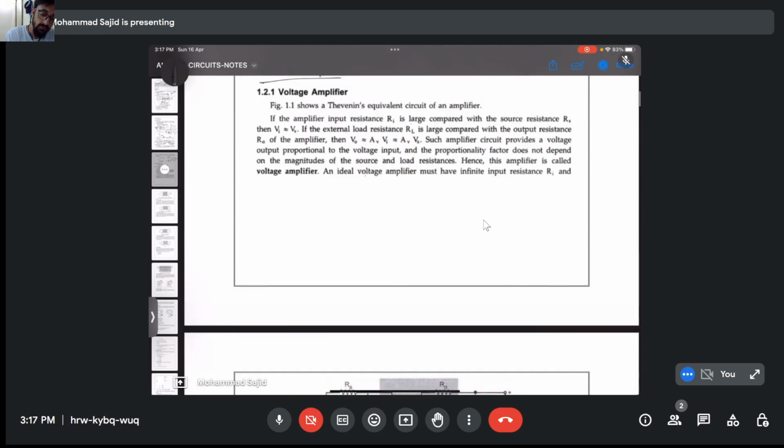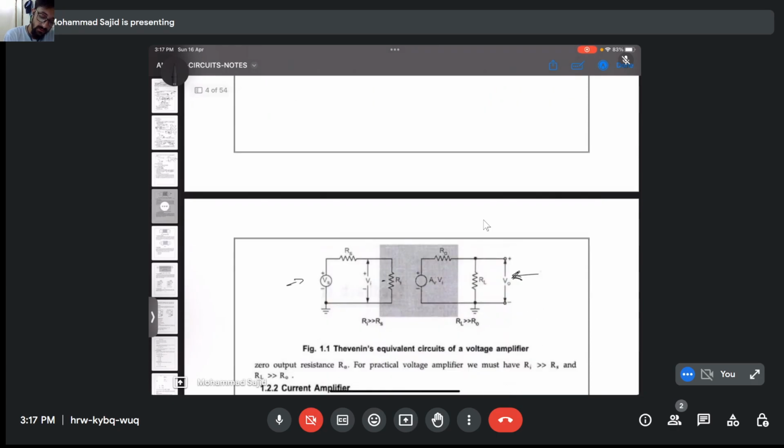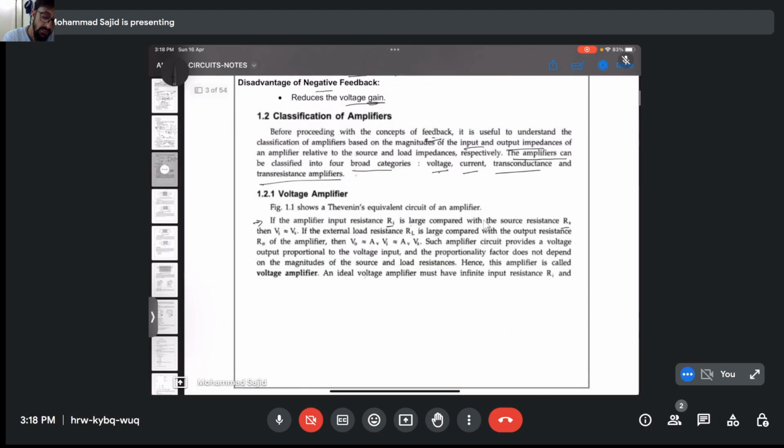Let's see the definition of the voltage amplifier. If the amplifier input resistance Ri is large compared with the source resistance Rs, so what will it do? Ri is very large compared to Rs, and what will happen is the whole Vs will drop across Ri. That is the intention, right? The whole voltage is delivered here, so this will maximize your voltage gain. So then Vi is Vs.